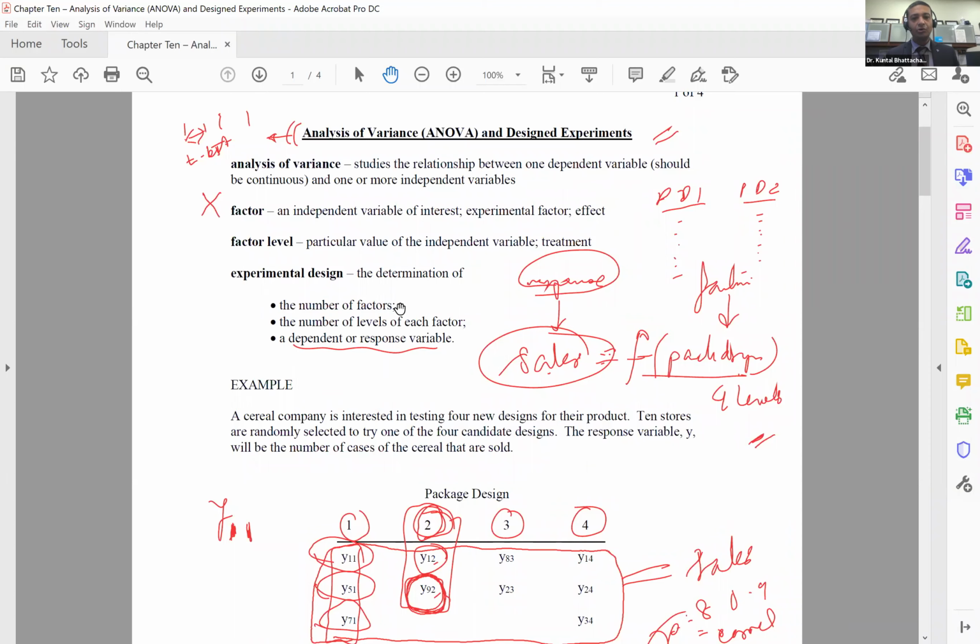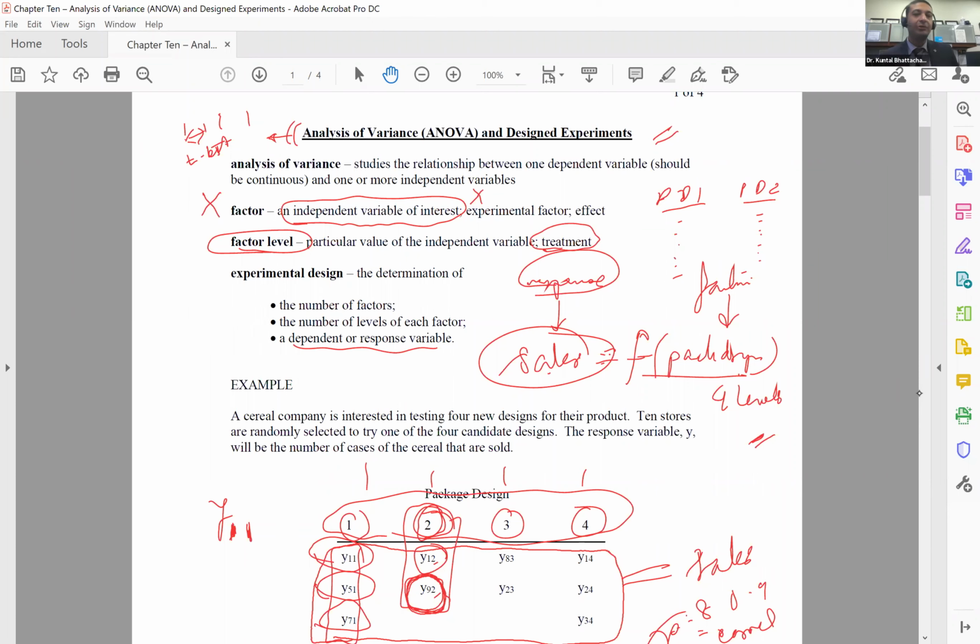And we introduced some of the terminology that goes typically into design of experiments in ANOVA, like a factor. It is nothing different from an independent variable of interest, or the X variable, as we know. We also talked about the factor level. So we were discussing a package design in the context of things last time, and there were four levels of the package design, and each level is also called a treatment.